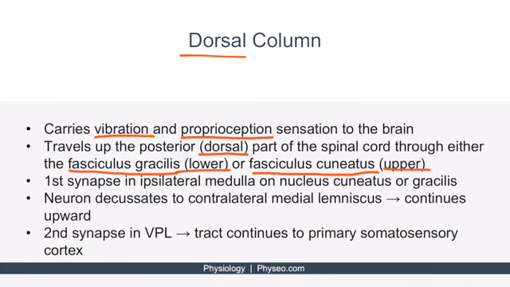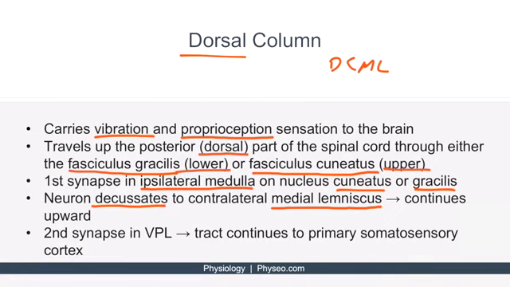Now the first synapse occurs in the ipsilateral medulla on the nucleus cuneatus or gracilis, depending on whether it traveled using the fasciculus cuneatus or the fasciculus gracilis. And we'll show that in a moment. The neuron, once it reaches the medulla, will then decussate, so it'll cross to the contralateral side and then travel through the medial lemniscus pathway, which is where we get the ML in DCML. And then it just continues upward.